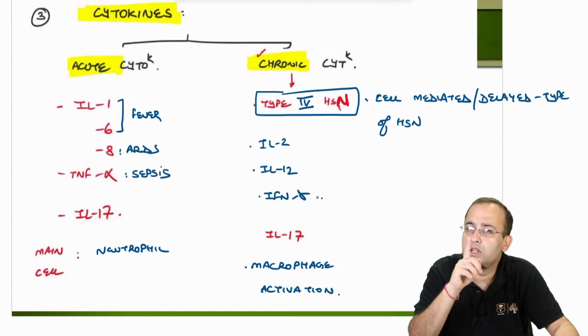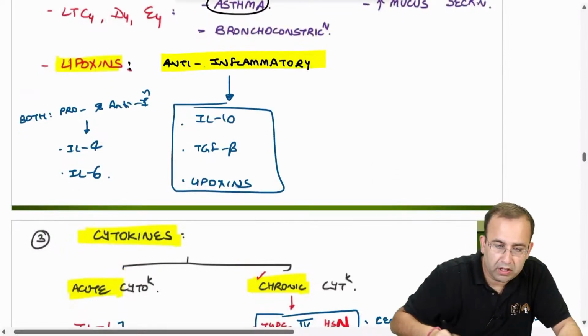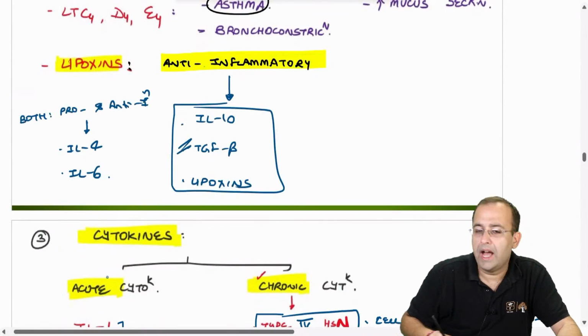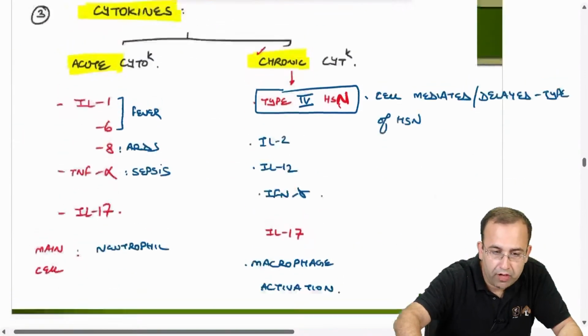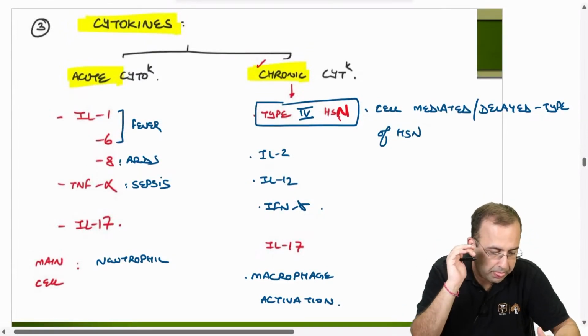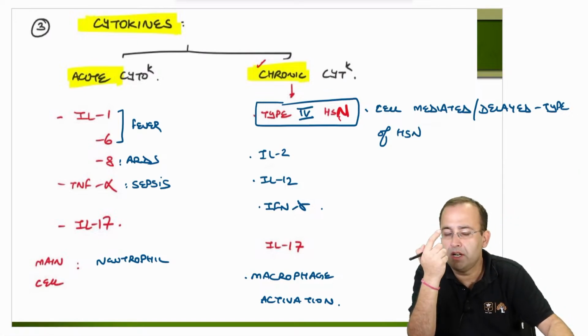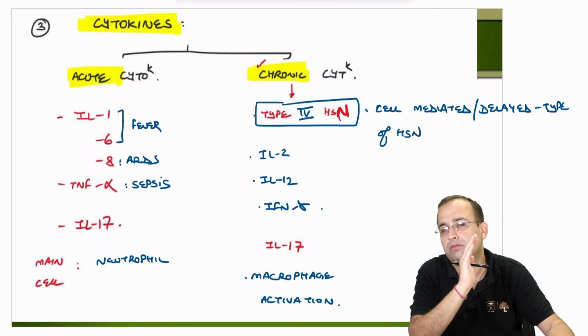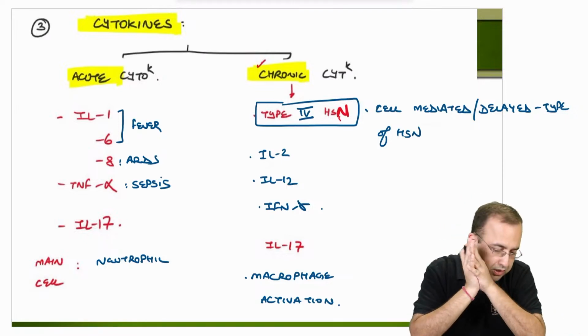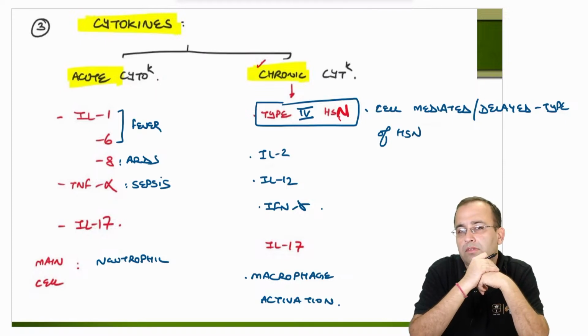TNF alpha plays a role in sepsis. TGF beta, transforming growth factor beta, is anti-inflammatory in nature, whereas interferon gamma is a chronic cytokine. So chronic cytokines being interleukin 2, 12 and interferon gamma. This was with respect to cytokines. You usually get a question on cytokines.